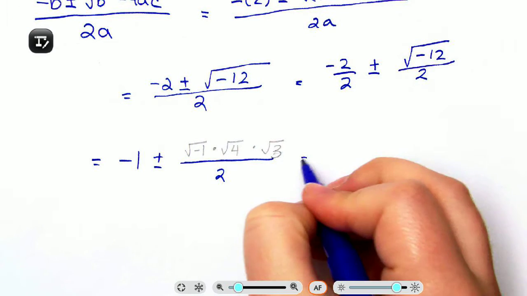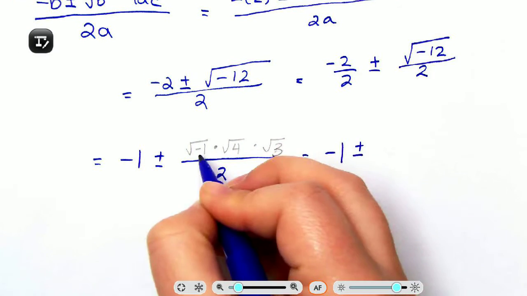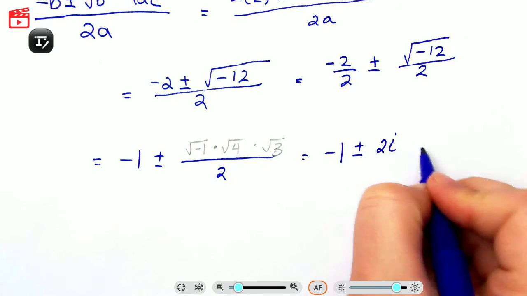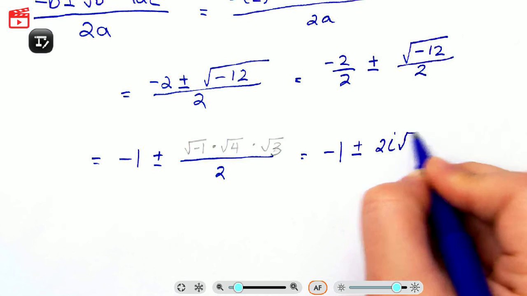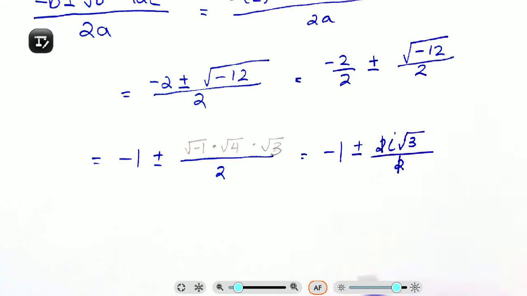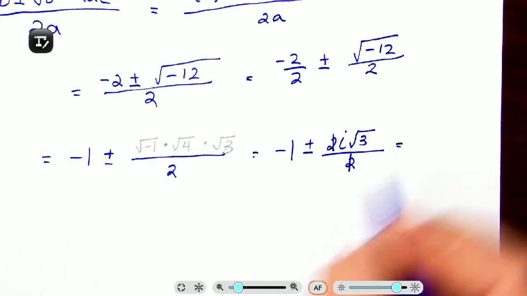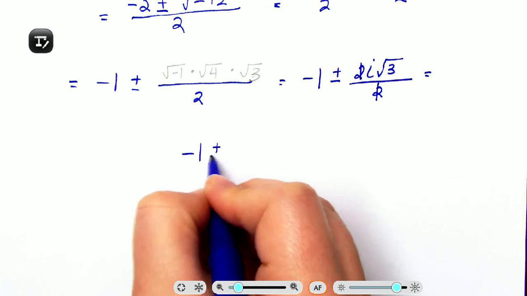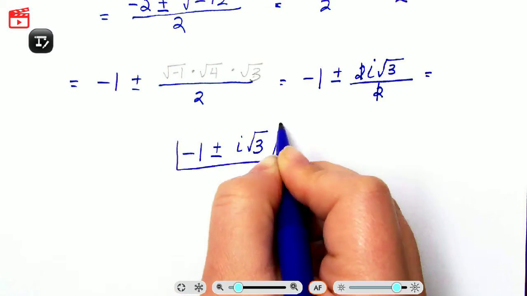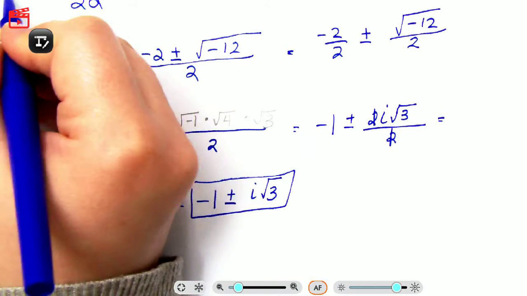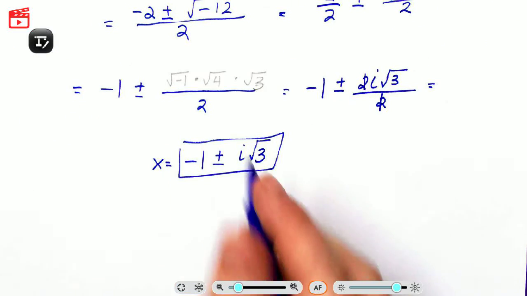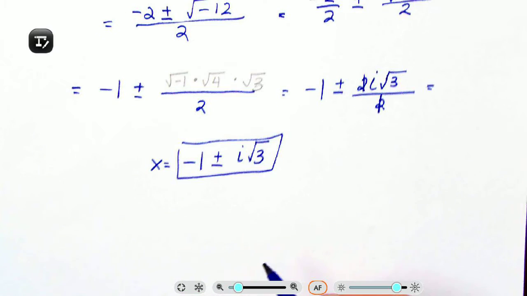So then we can simplify this as negative 1 plus or minus the square root of negative 1 is i, the square root of 4 is 2, and the square root of 3 is just square root of 3. I'm going to divide that by 2. That gives us 2 divided by 2, that equals 1. So then our final answer here is negative 1 plus or minus i root 3. And all of these are x equals. So therefore, x equals negative 1 plus or minus i root 3.